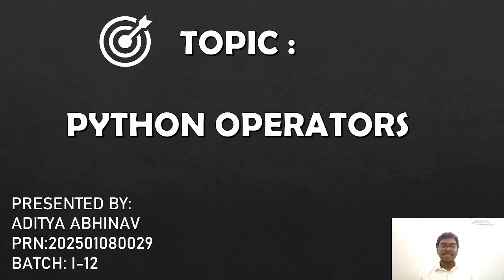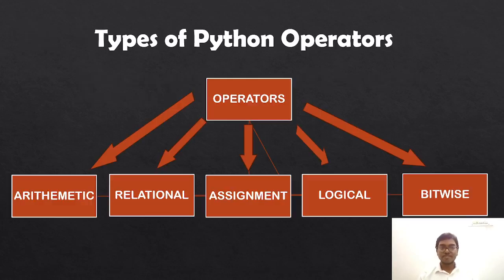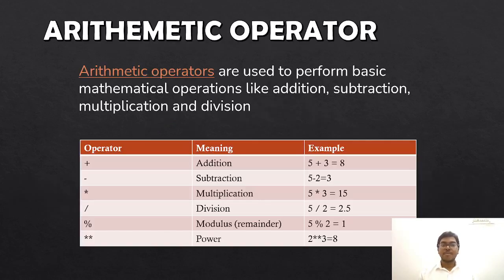So the topic is Python operators. Operators are special symbols that tell Python to perform some operations based on some values or variables. The types of operators are arithmetic operators, relational operators, assignment operators, logical operators, and bitwise operators.